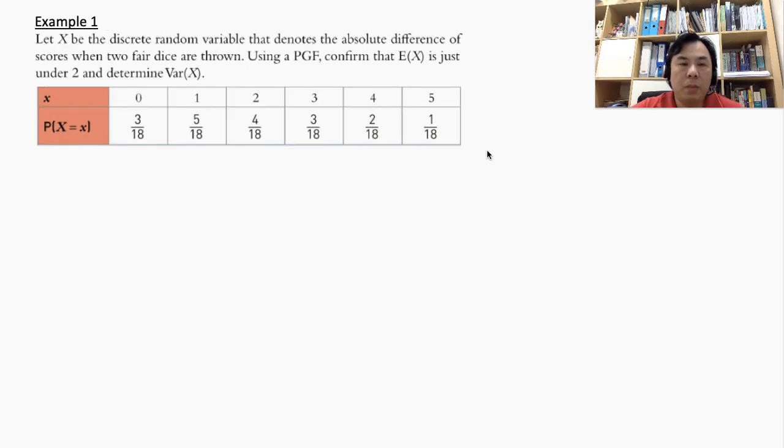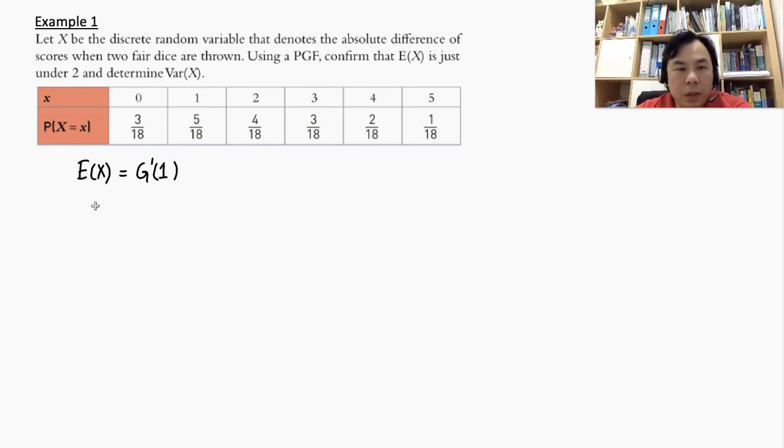All right, example number one. We're going to look at how we are going to make use of the properties of the probability generating function that we have developed just now. Just to recap, I'm going to write down the formula at the side here. The first one that we have obtained is this, which is the same as E[X]. I will say that the expected value can be obtained by using the first derivative of the probability generating function by substituting t equal to 1.